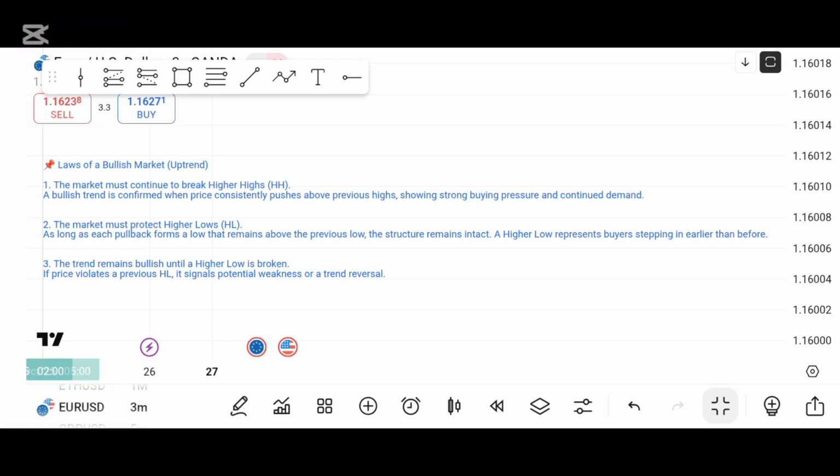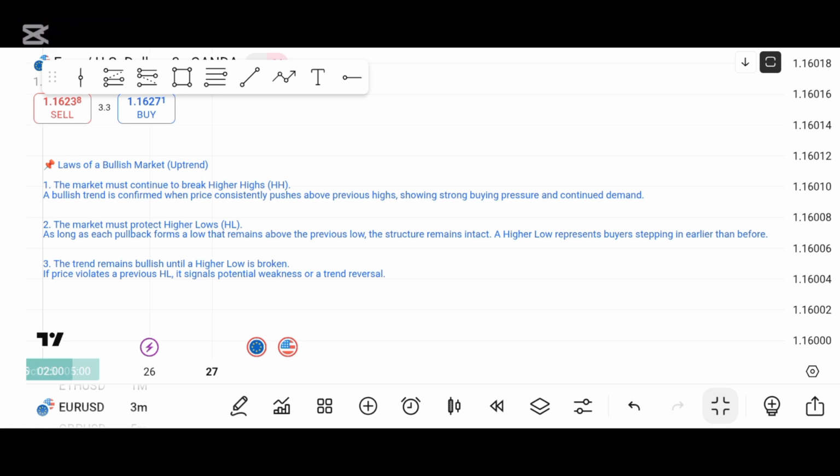The third law says that the trend remains bullish until a higher low is broken. So until a higher low is broken, that trend is still bullish. The market must not break the higher low. Anytime the market tampers with the higher low, that trend is over, or there may be manipulation about to take place in the market, or something is about to happen. So that bullish trend is not stable anymore.